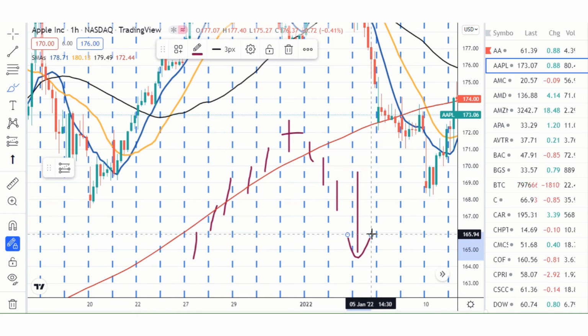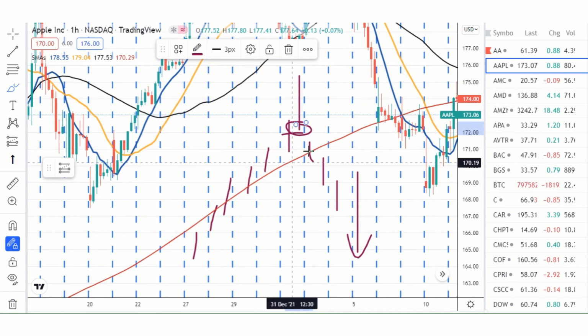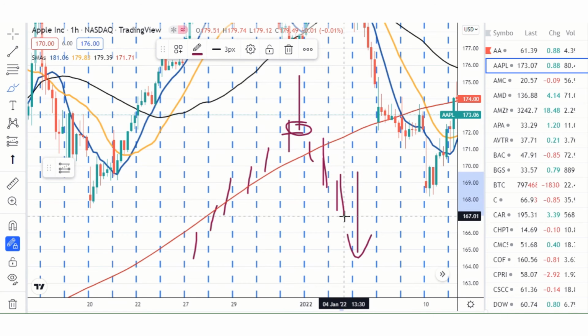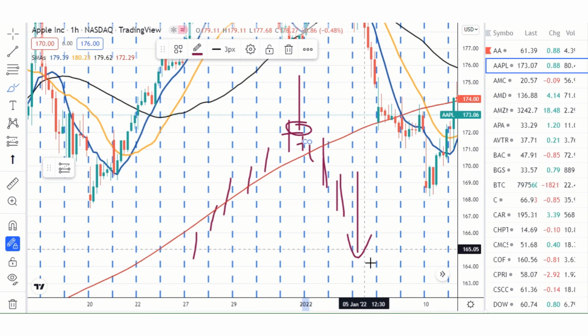Same thing with the shooting star. The only difference is the shooting star would have a long topping tail and a small body, and it would be right up here. And then you will have the series of candles going down. And the same thing with the evening star. It would be like a small doji candle, and then candles going down.